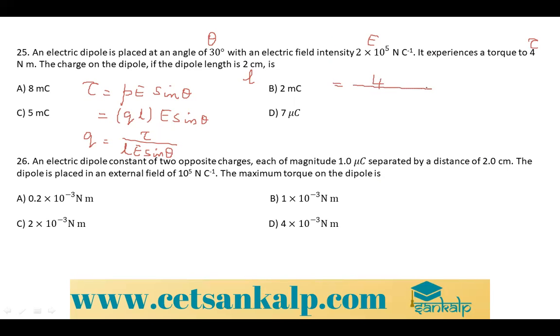So 4 divided by 2 into 10 to the power minus 2 into 10 to the power 5 sin 30, which is half. 2 and 2 get cancelled, 1s and 2s, so the answer will be 2 into 10 to the power minus 3 coulomb. Option B is the right answer. Understood? Just simplification, but do it carefully and simplify correctly.